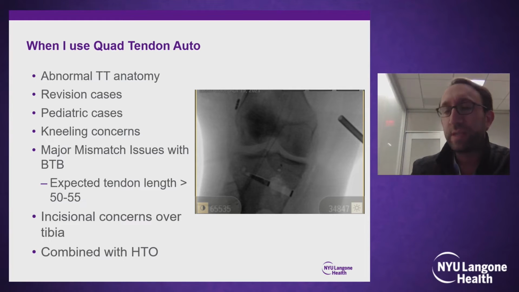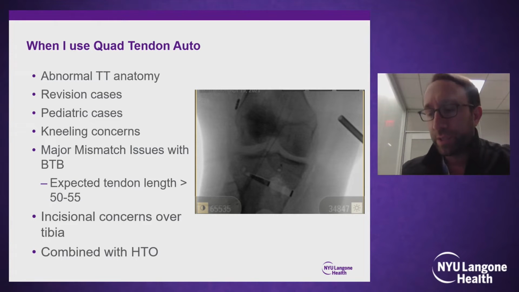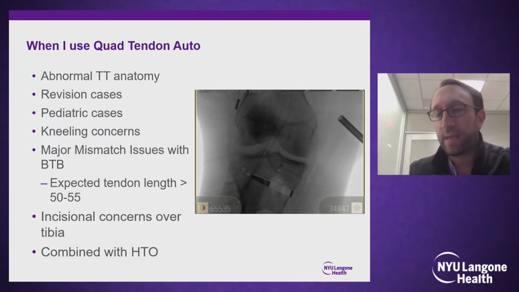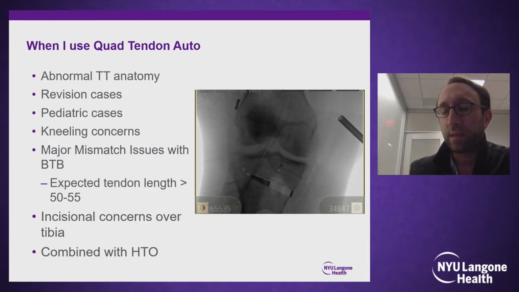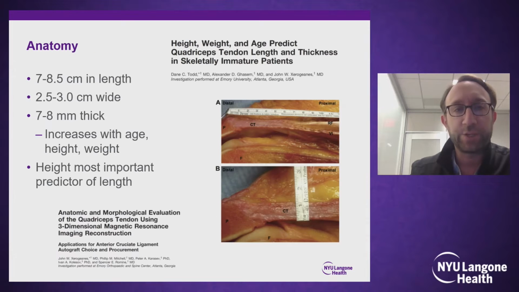As well as any patient that you're doing a concomitant high tibial osteotomy on, I love the option to use an all soft tissue autograft, which is going to be decent in terms of length and size, where I can get a robust piece of tissue and not have to worry about anything in terms of mismatch.